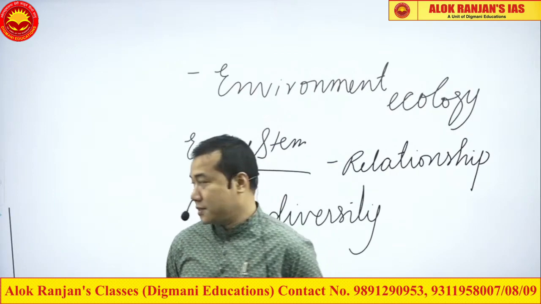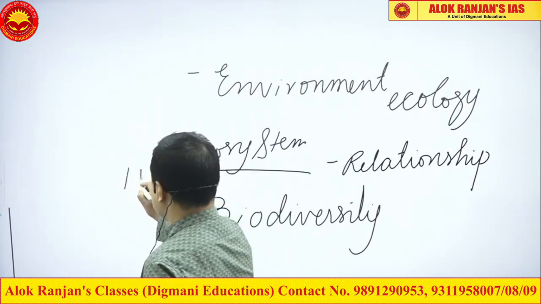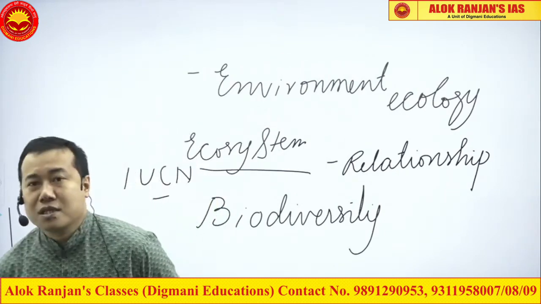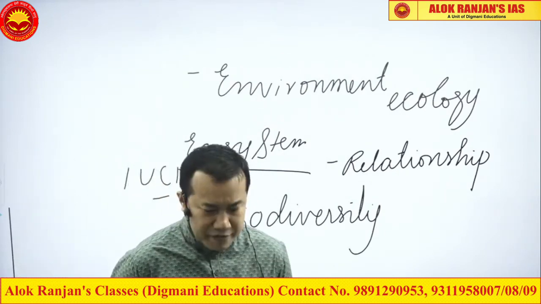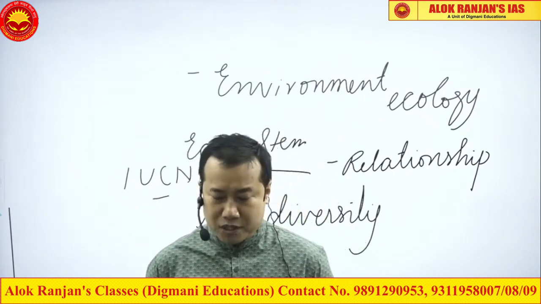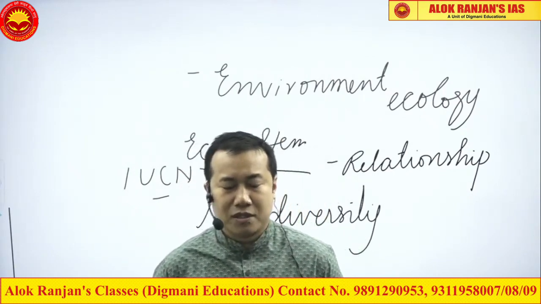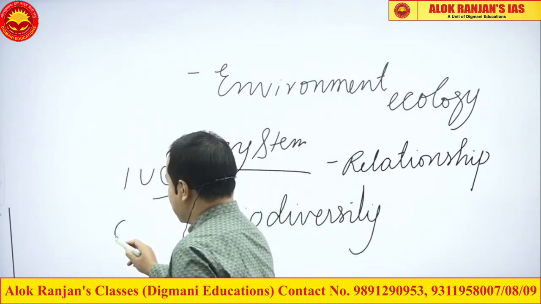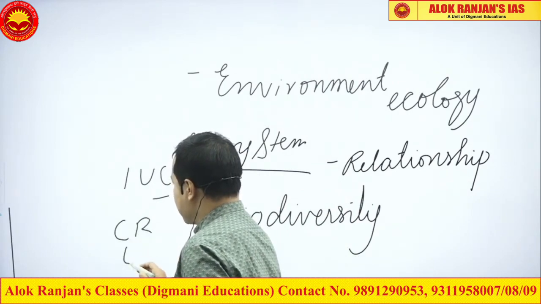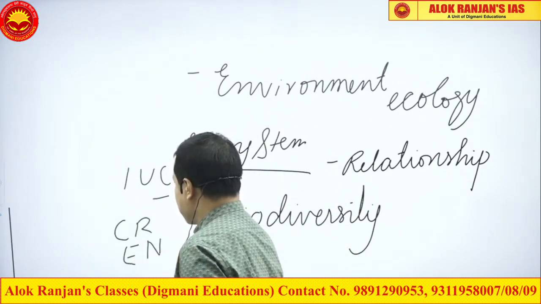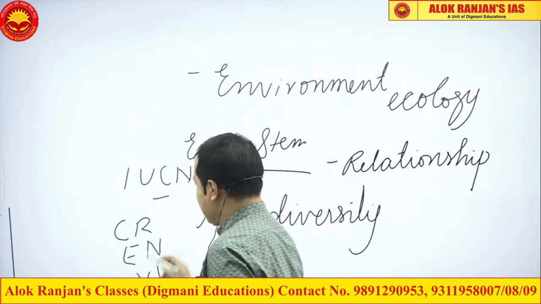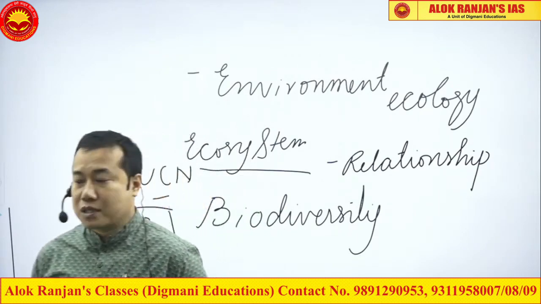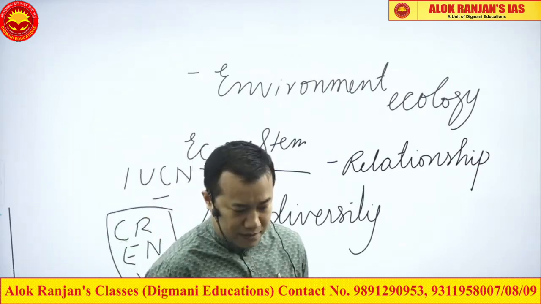Then the IUCN, the International Union for Conservation of Nature and Natural Resources, says that we need to conserve every species in the world, but we need to give emphasis, we need to give our time and money more to those particular species which are called critically endangered, endangered, and vulnerable, which you categorize as threatened species.